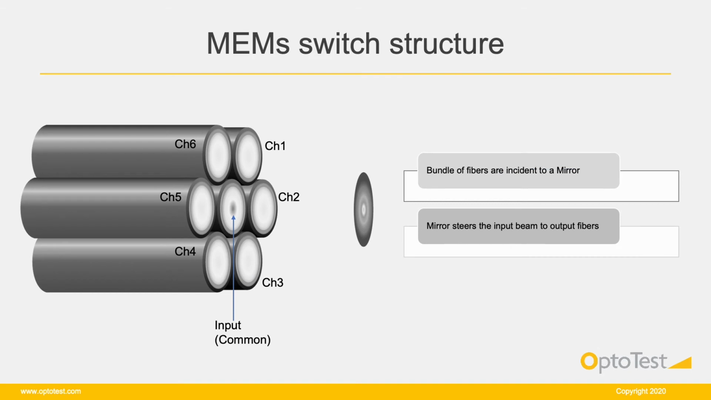To understand the optical behavior of this MEMS switch, it helps to understand the internal structure. This MEMS switch isn't like all types of MEMS switches, but it is a fairly common structure. The switch has a bundle of fibers that are incident on a small mechanical mirror. In the center of the bundle is the common fiber. This is the input fiber. Situated around the common fiber are the fibers for the switch channels. The switch steers the input beam of the fibers depending on which channel is selected.